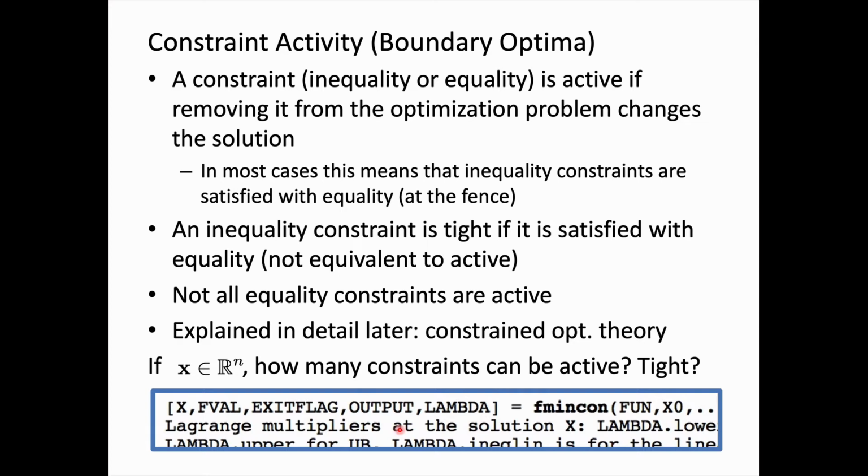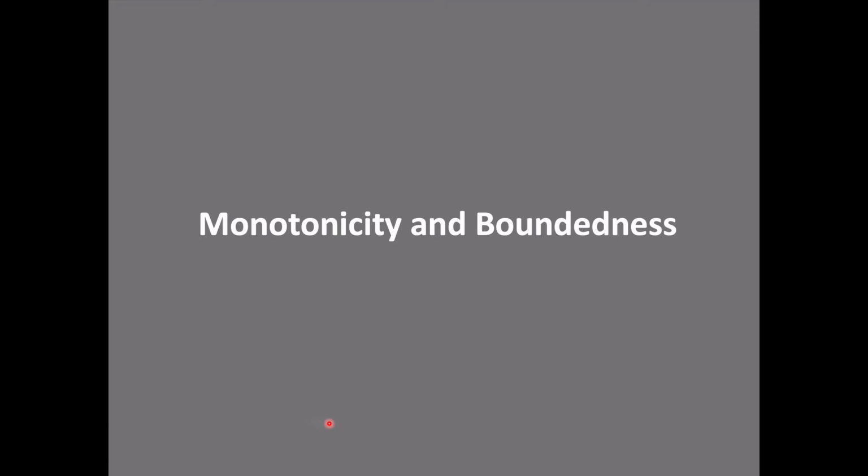As we go through learning about optimality theory and the numerical methods, you're going to gain the knowledge that you need to interpret the results of an optimization solution to find out things like, can I be confident in this? Or how important are different aspects of the problem? Let's talk some about monotonicity and boundedness.